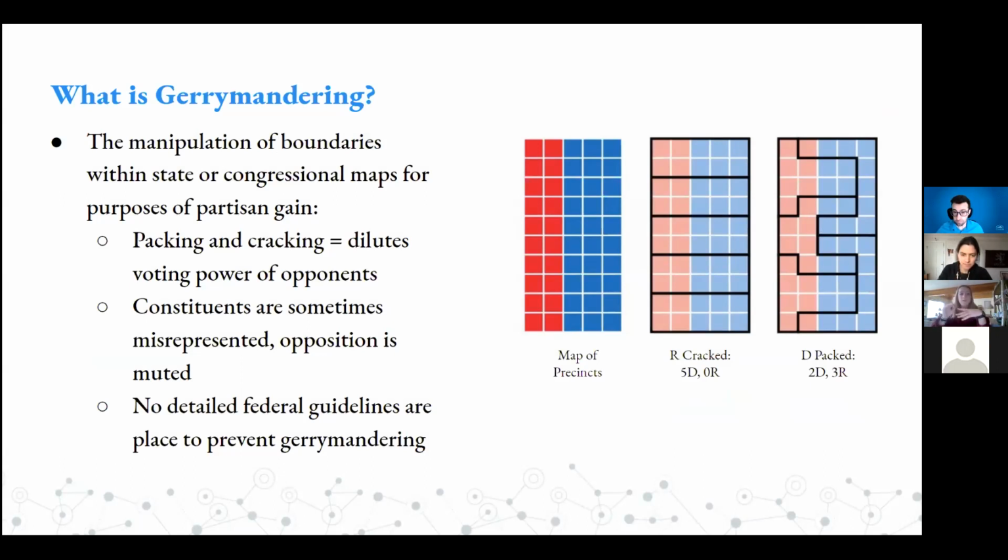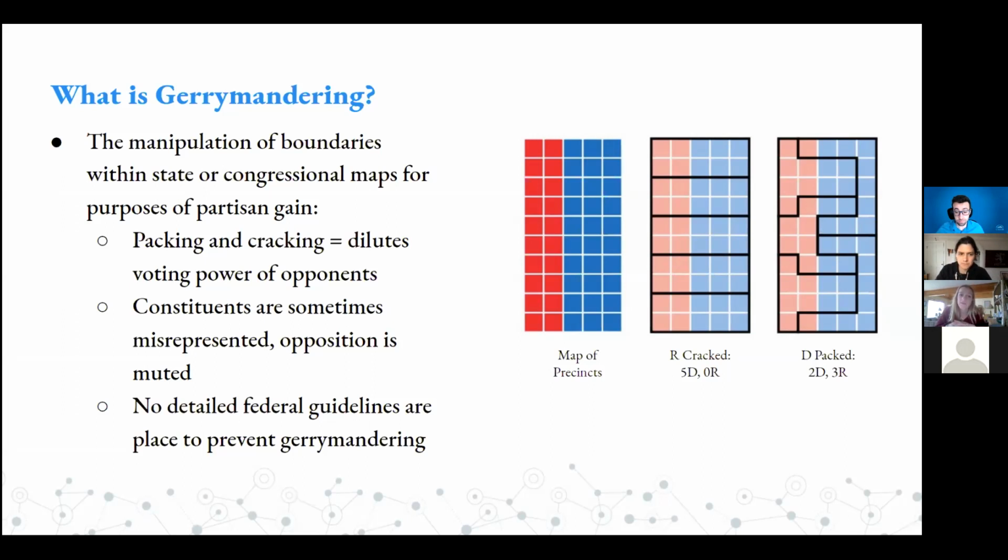So there's different types of doing this. There's packing and cracking, which dilutes the voting power of opponents. We can see in the second picture, the Republicans are cracked, and there's 5 districts that are all won by Democrats. And then in the third picture, the Democrats are packed. So they're smushing most of the Democrats into 2 of the districts so that the Democrats win 2 and the Republicans are able to win 3, even though they have a minority overall.